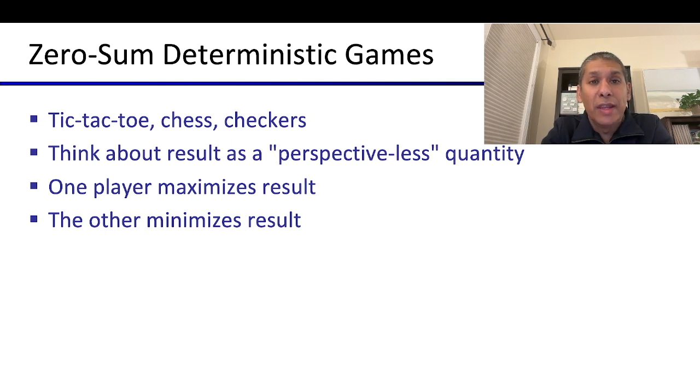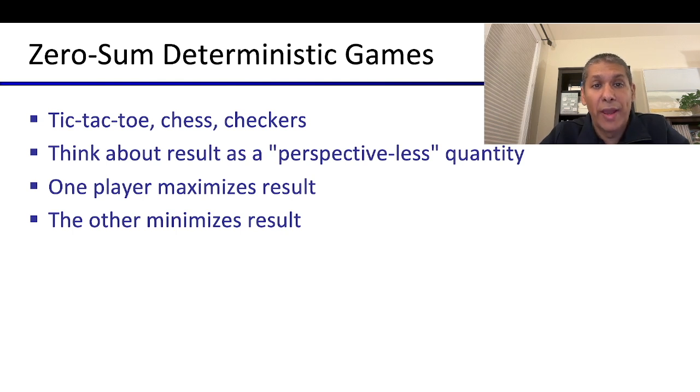Now, one of the things that I would start by articulating is that we should think about the result as a perspective-less quantity. By that, what we mean is that, of course, both the players are trying to win, but we will think about the result not from a perspective, but rather we'll just say that the first player is trying to maximize the result and the other player is trying to minimize the result. And this articulation will help us in some of the items that we are going to do today.